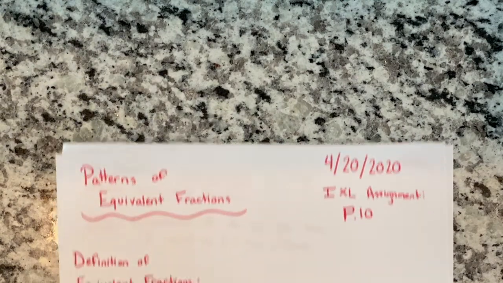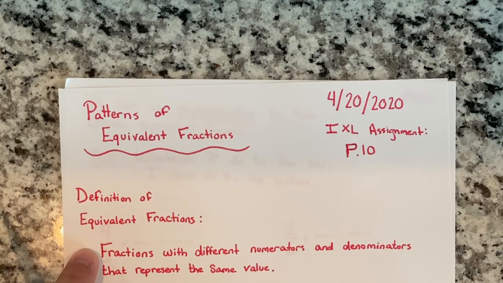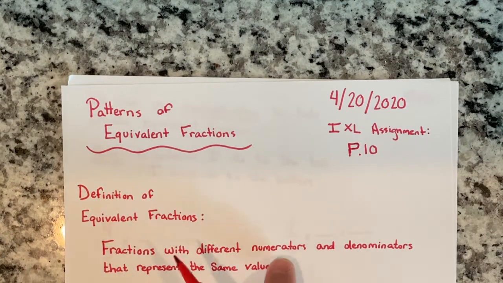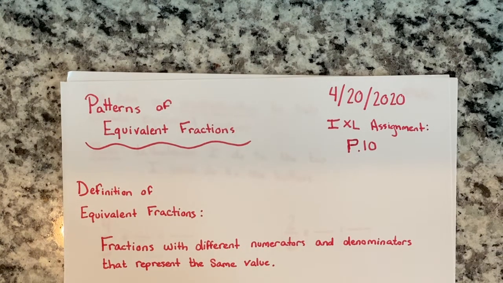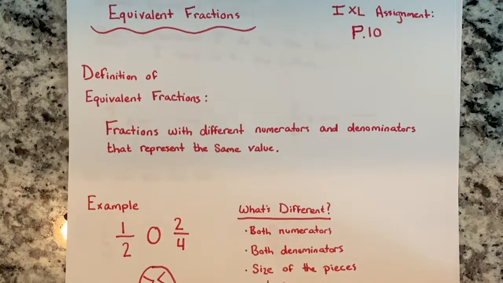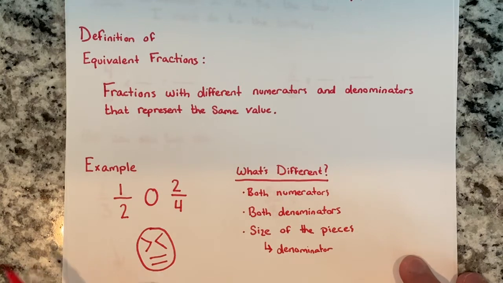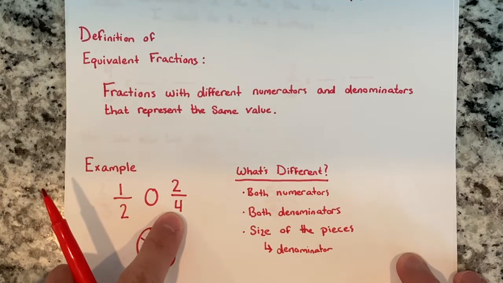So the definition of equivalent fractions is fractions with a different numerator and denominator that represent the same value. So equivalent fractions are two different fractions. They have different numerators, different denominators, but they represent the same value, the same total amount. The first example that I'm going to show you here is the fraction 1/2 in comparison to 2/4.